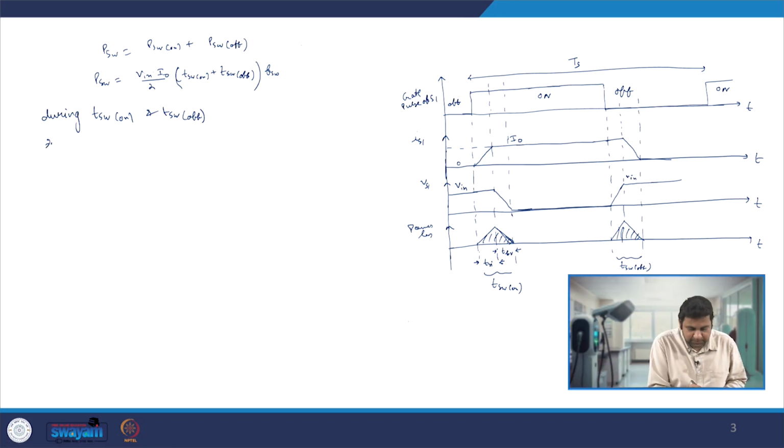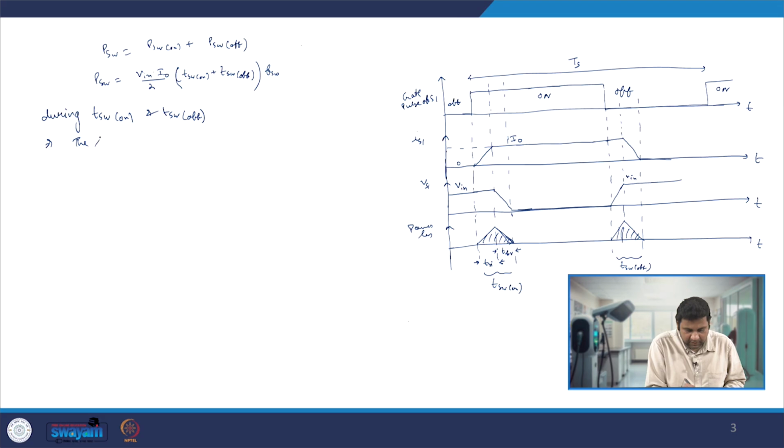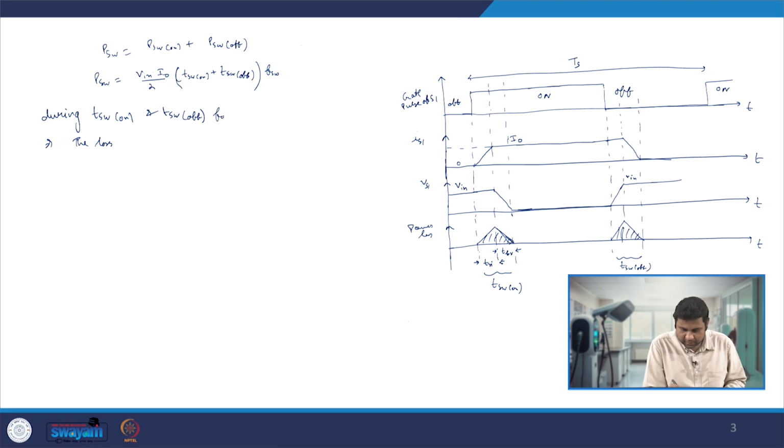during this period there are two things happening. First is obviously the loss, and this loss we know is nothing but V in I naught by 2 times T switch on plus T switch off and FSW, that is happening during this switching period, during T switch on and T switch off period. So during this the following takes place.